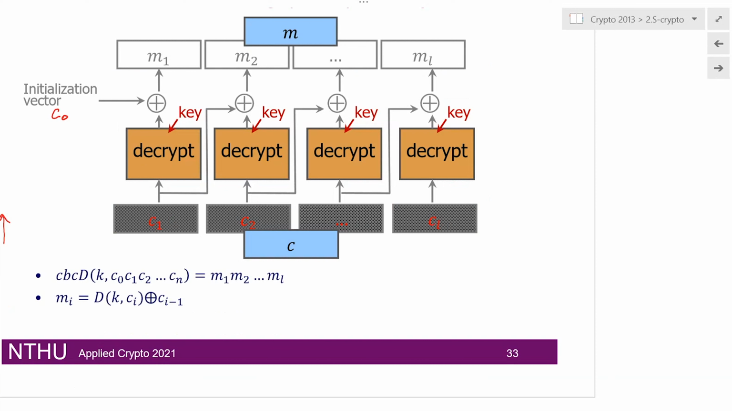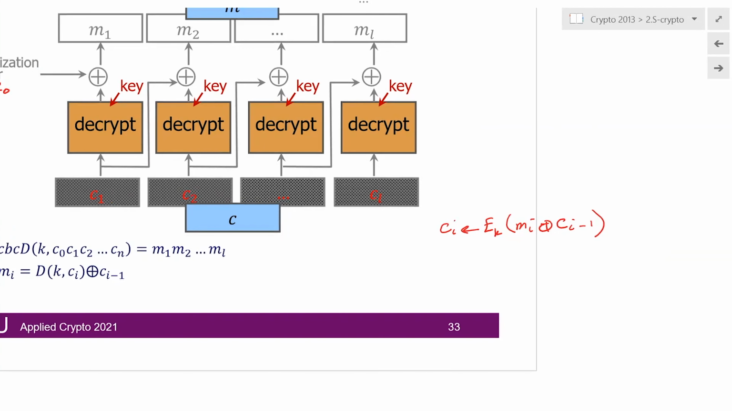Every time that we produce Ci, this is the encryption with the key of Mi XOR with Ci minus 1, right? According to the construction of our encryption algorithm. So if I want to write the decryption algorithm, given the key and given the Ci, we define it to be Mi. When we decrypt this part, we get Mi XOR with Ci minus 1, right?